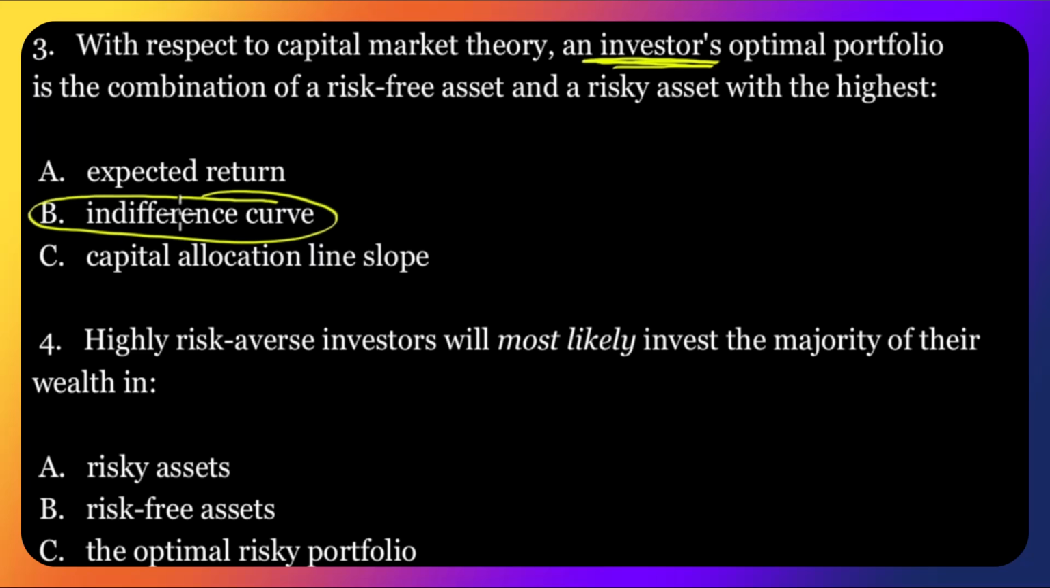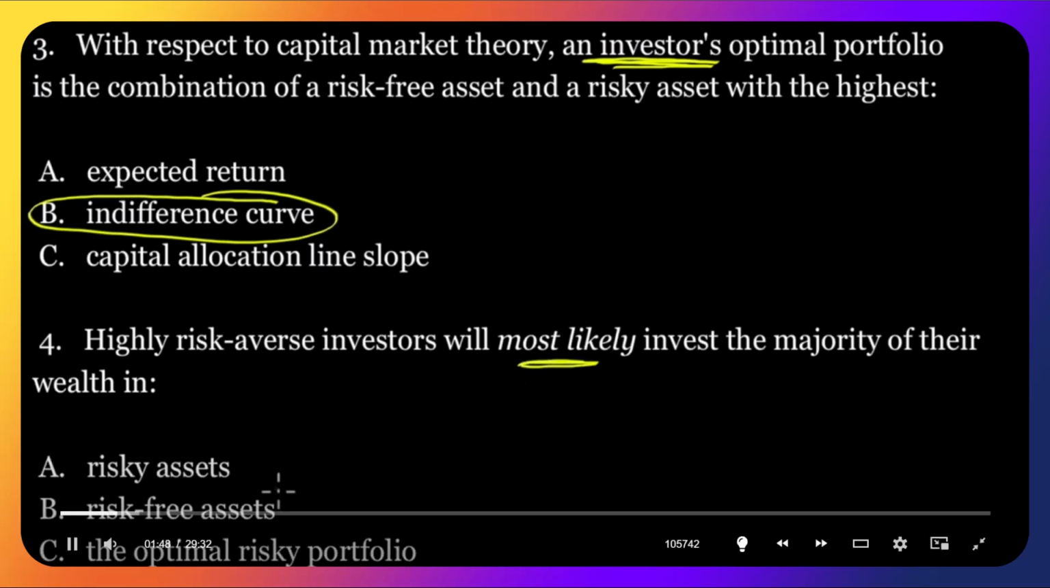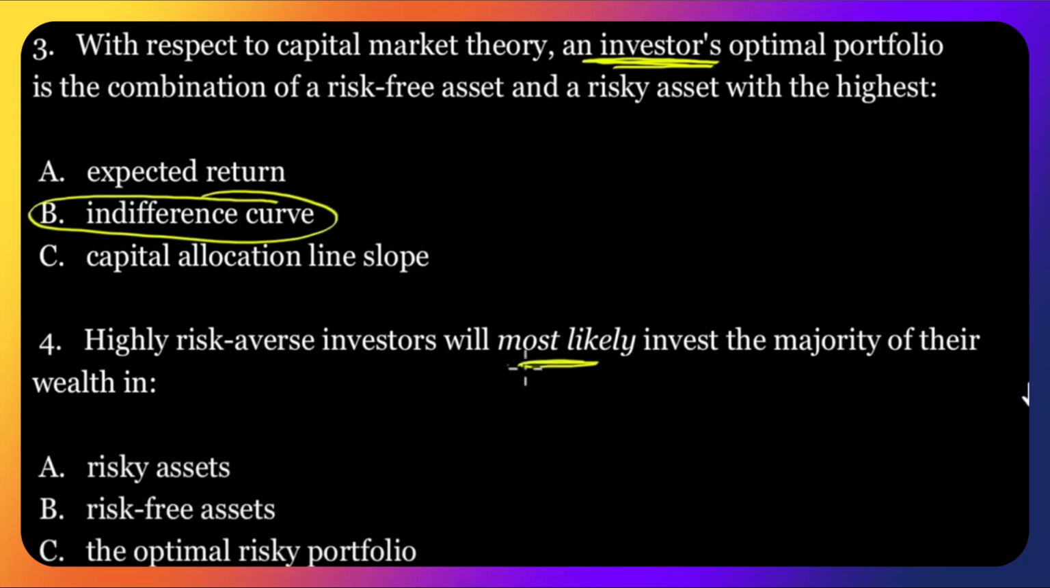4, highly risk-averse investors will most likely invest the majority of their wealth in risky assets, risk-free assets, or the optimal risky portfolio. Well, if they're highly risk-averse, remember that's what we have here. There's the optimal risky portfolio. That's a lending portfolio. That's a borrowing portfolio. And if we drew indifference curves on there, that's A equals 2, A equals 3, A equals 4.